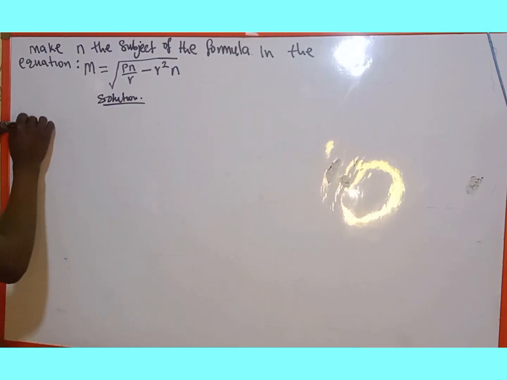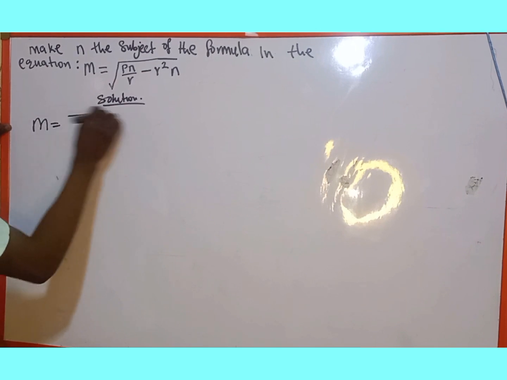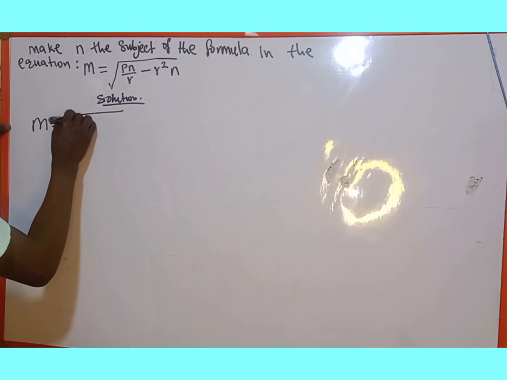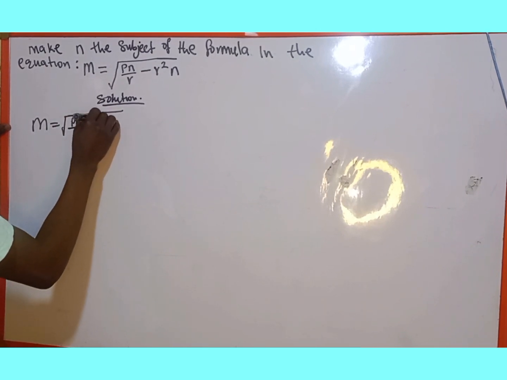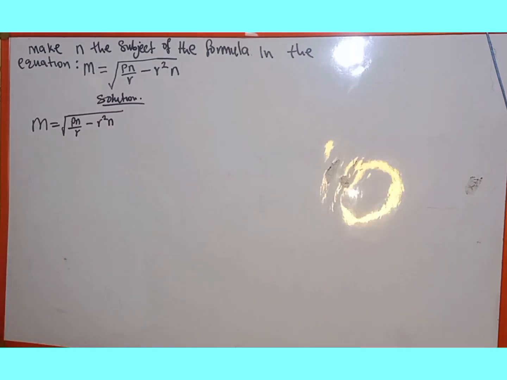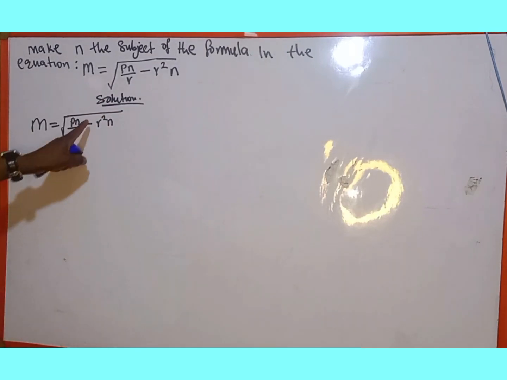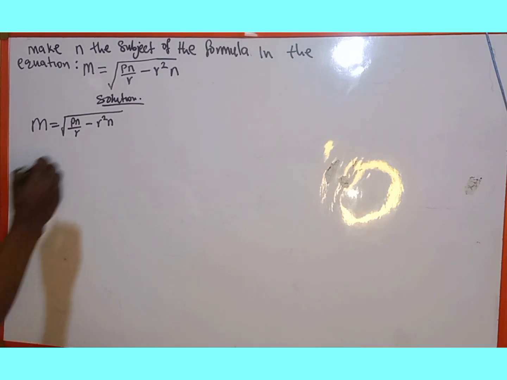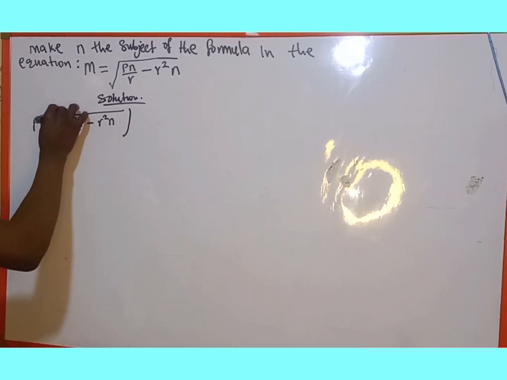In the equation, we have m is equal to the root of pn over r, then minus r squared multiplied by n. Now, the first thing we are going to do, remembering we are making n the subject of the formula, is to eliminate the square root. And the way we will do it is by squaring both sides of this equation in order to eliminate the square root.